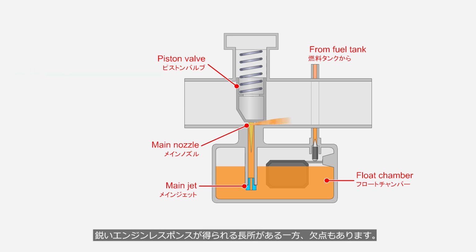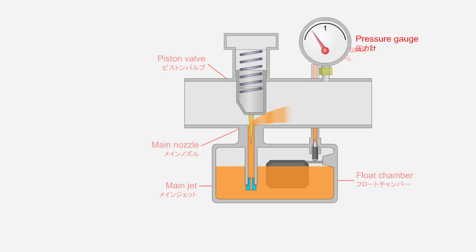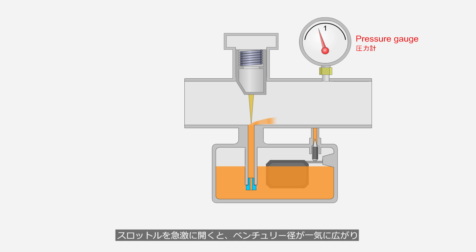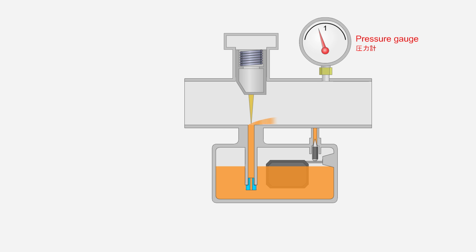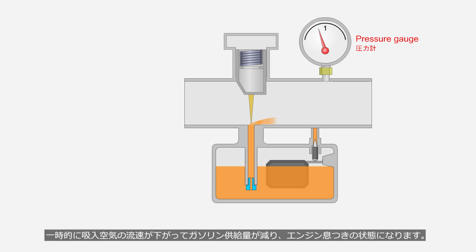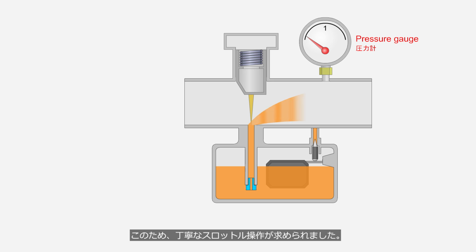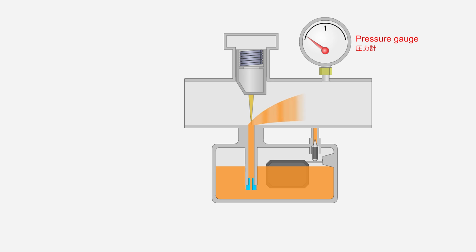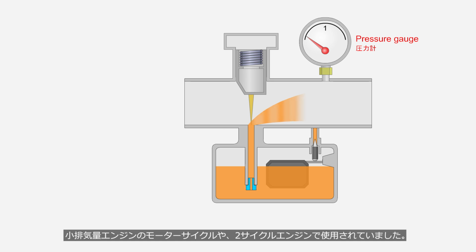While it has the advantage of providing quick engine response, it also has drawbacks. When the throttle is suddenly opened, the venturi diameter quickly widens, causing the intake air velocity to temporarily drop, which reduces the fuel supply and leads to engine hesitation. For this reason, careful throttle operation was required with this carburetor. They were used in motorcycles with small displacement engines and 2-stroke engines.